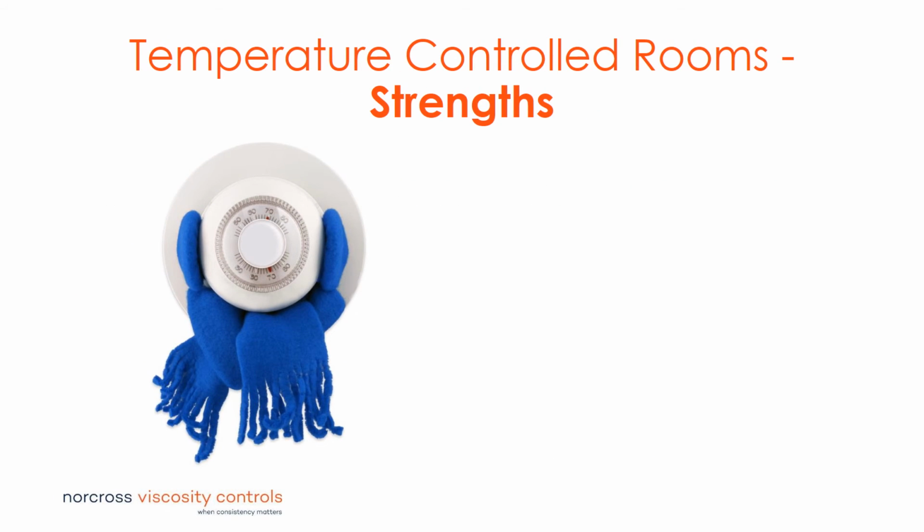We'll start with temperature-controlled rooms. Their strengths are few, but include the fact that they're relatively simple. Their implementation and control are the same as we all have in our homes. We install a heating and air conditioning system for the room, then place a thermostat on the wall and set it for the temperature we want the ink in the room to be held at.